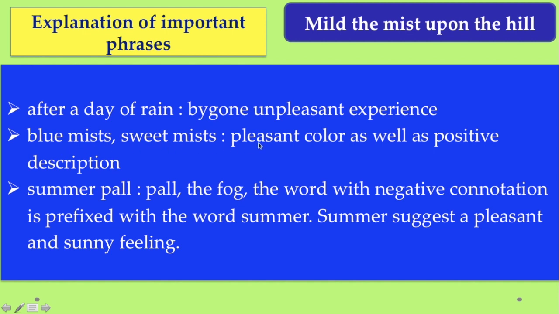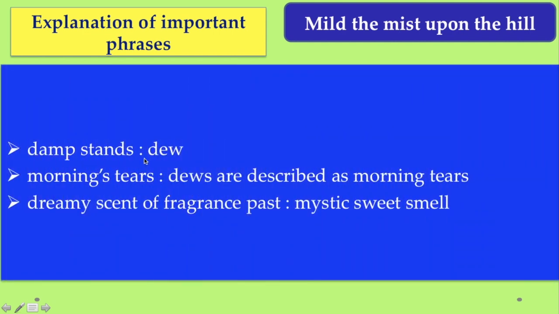Blue mist, sweet mist, the pleasant colors as well as positive description, because the mist is a very recurrent metaphor in this poem, and it is all over the poem, and the mist gives the poet an opportunity to look back into her past days. Summer pall, this is another important word. Pall is the fog, a word with negative connotation, because fog is not always good, prefixed with the word summer. Summer suggests a pleasant and sunny feeling. Now, damp stands, damp is here dew, and morning tears, dews are described as morning tears, and here we find the same thing, the personification. Dreamy scent of fragrance past, a mystic sweet smell that makes the poet happy.